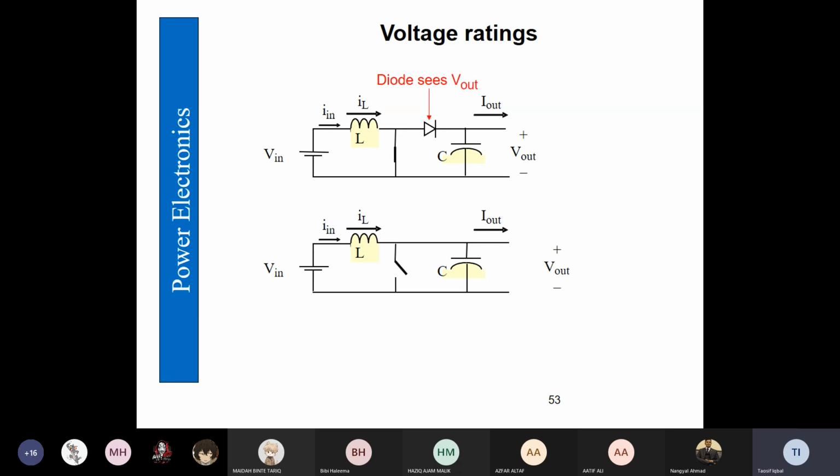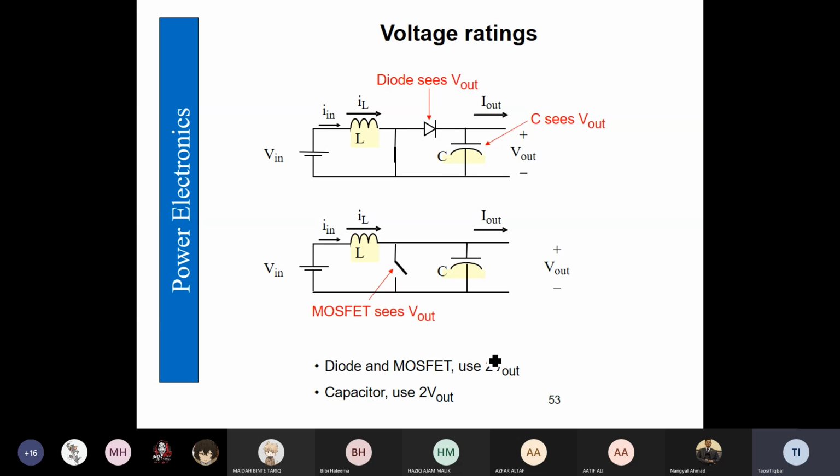Similarly, if we look at the voltage ratings of the diode, MOSFET and capacitor, we see the output voltage because that is the high side voltage. Therefore that appears across the MOSFET, diode and capacitor. And we then take the safety margin of twice the output voltage for all three components.